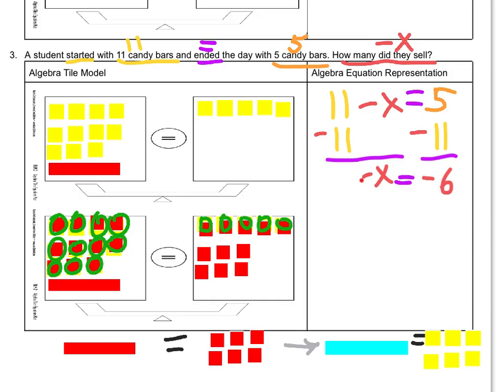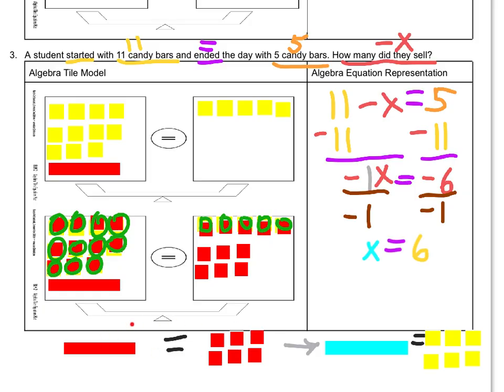From here, we really have how many x's? We have a negative 1x. There's really a 1 in front of this number. So if you don't see a number in front of x, it's implied that it's a 1. If you have a negative 1x equals negative 6, we divide both sides by negative 1. When we divide both sides by negative 1, that flips the sign. And that gives us x equals positive 6.